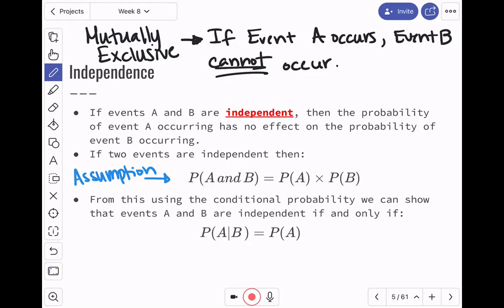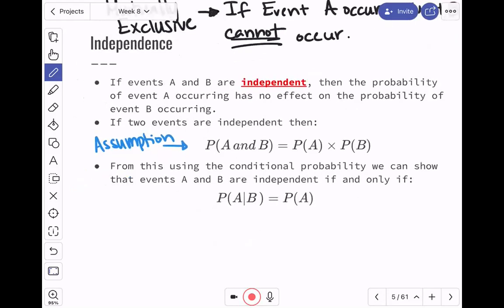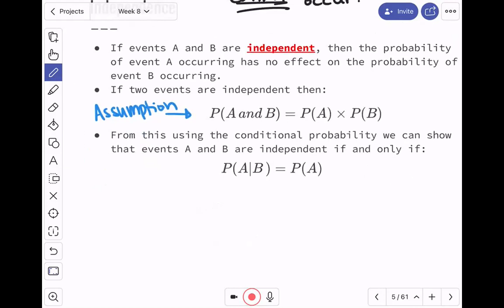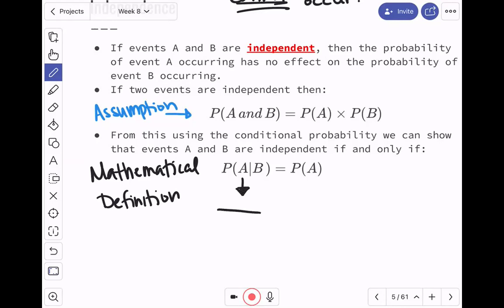And so here's what this says. Because of that, we can develop what we call the mathematical definition of independence. So this is an assumption. We always start off with the assumption. But if that assumption is true, then the mathematical definition says this. This is the mathematical definition of independence. And what it says is the probability of A given B. Remember what that's equal to? What do we start out with first? We restrict with what part, A or B? B. So we restrict with B first.